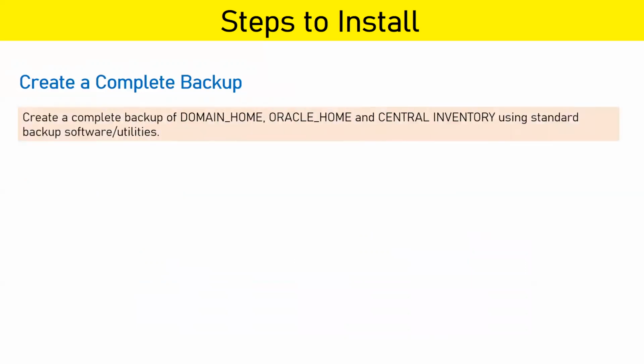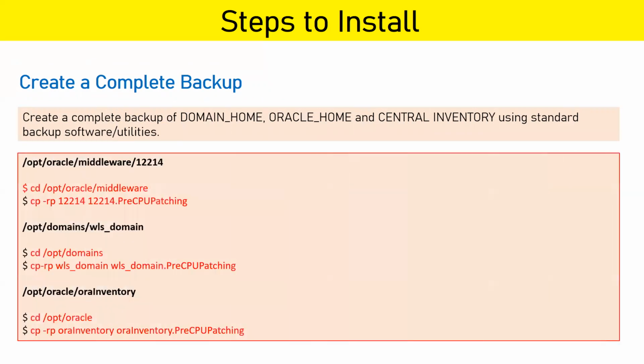Then you have to create a complete backup of your WebLogic. When we talk about a complete backup of Oracle, that means you have to take a complete backup of your domain, a complete backup of your Oracle home, and a complete backup of your central inventory. So in my case, my middleware home is /opt/oracle/middleware/12214. I have taken the backup of this directory as .preCPUpatching. My domain is /opt/domain/wls_domain. I have taken the backup as .preCPUpatching. And my Oracle inventory, which is created when you install any WebLogic or any Fusion Middleware technology software in your operating system, maintains the complete information about all the products. It is in this directory. So take the backup of this as well.